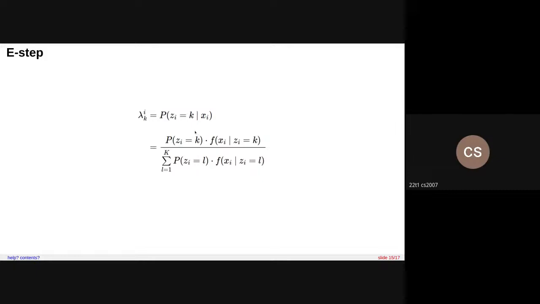Did all of you get this formula? Because this is what you'll have to use in your assignments. In your assignments, you know the value of theta, basically mu, sigma, and pi. You can compute F and P. If you know mu and sigma, you can compute F. Is that clear to all? Yes, sir. Okay, so that is the E step.